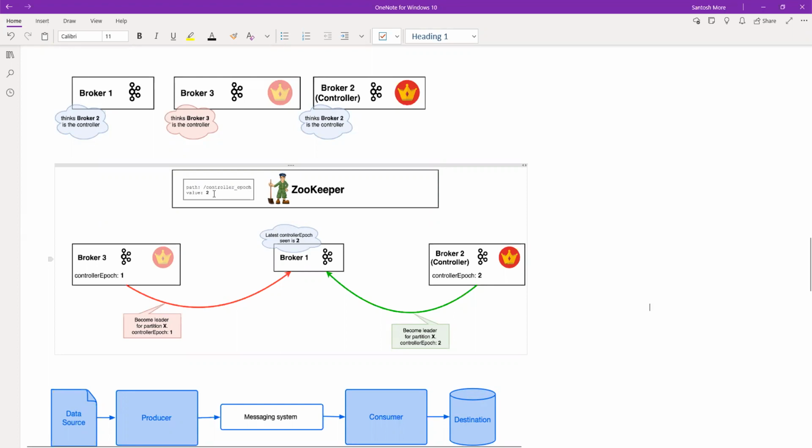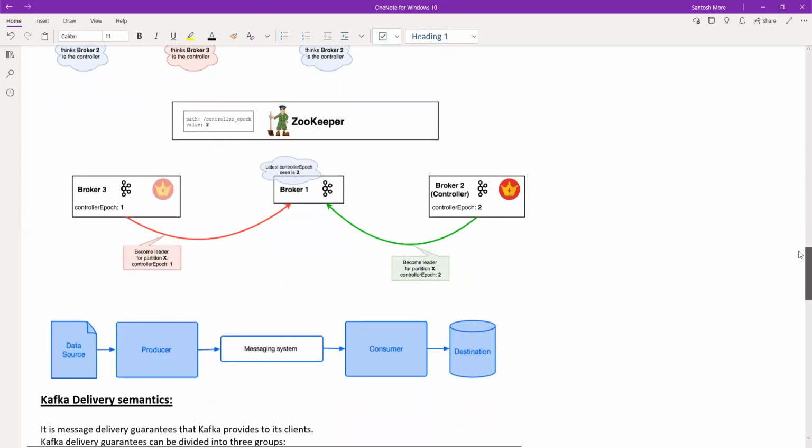Okay, got it. And then you will have a watch on all of these from Zookeeper, for whichever brokers want to subscribe, so they will come to know the new value also. Yeah. And when a new one comes and tries to claim to be the master, it has the epoch value 1, so that is lower than the existing one.